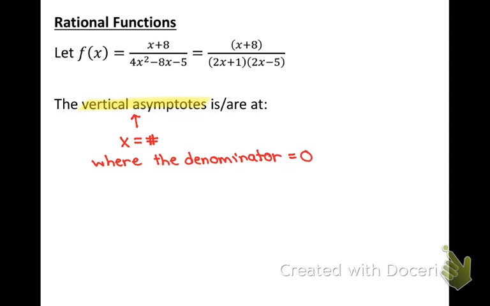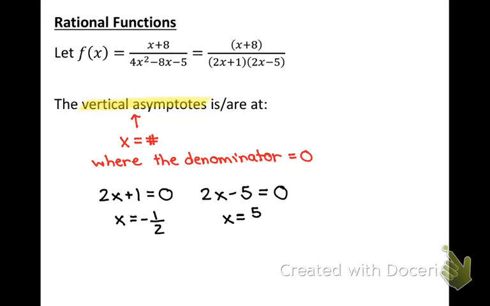So this might kind of ring a bell. You might be thinking, well, didn't I already do this for that first part that asked me about domain? Remember that the domain issues we were looking at were the same places that, from a graphing standpoint, would have vertical asymptotes. So we are going to solve this part just like we did at the very beginning. We're going to set 2x plus 1 equal to 0, and we're going to set 2x minus 5 equal to 0. Those were the two factors in my denominator. And I'm going to get x equals -1/2, and I'm going to get x equals 5/2.